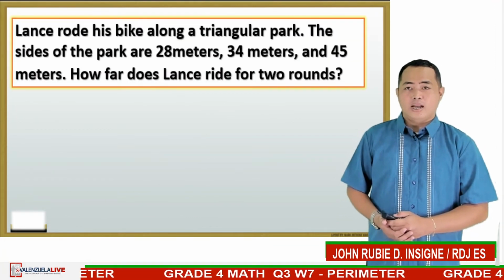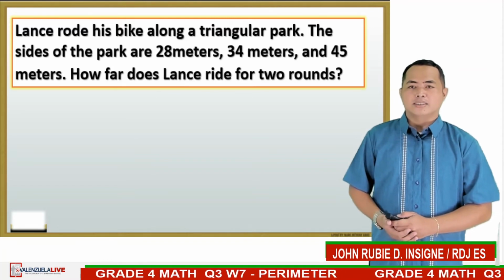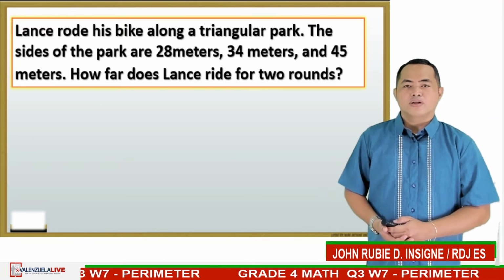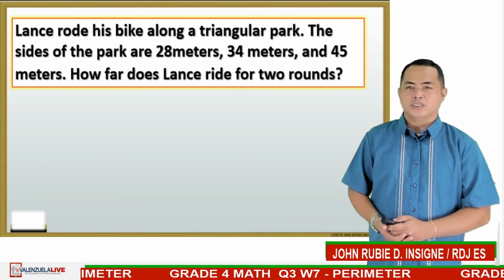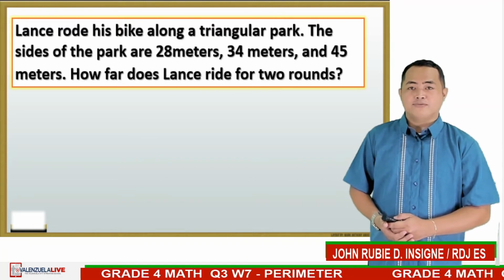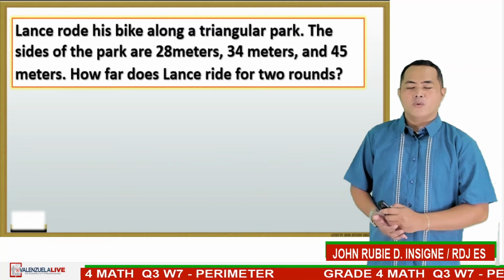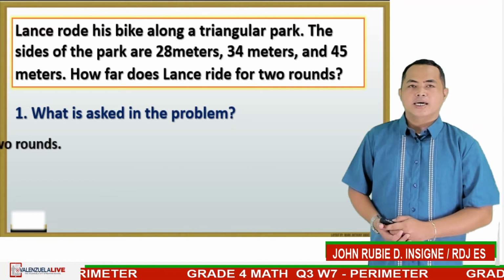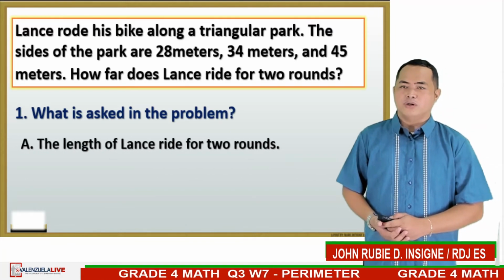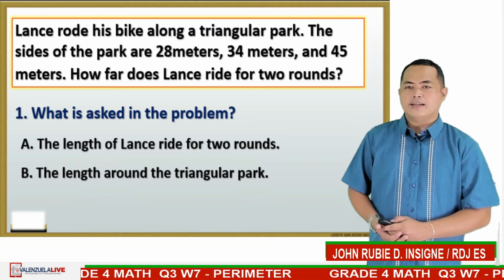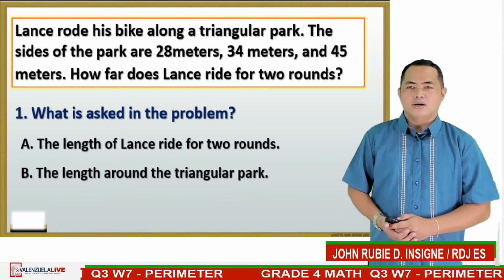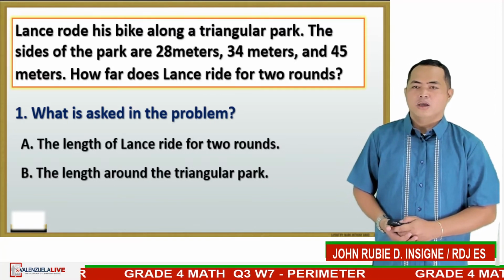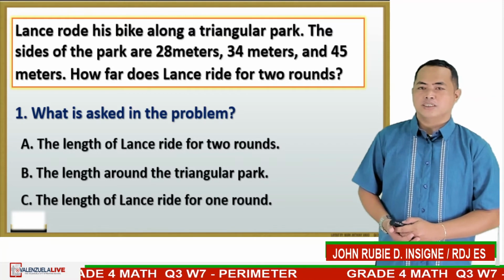Lance rode his bike along a triangular park. The sides of the park are 28 meters, 34 meters, and 45 meters. How far does Lance ride for 2 rounds? Question number 1. What is asked in the problem? A. The length of Lance's ride for 2 rounds. B. The length around the triangular park. Or letter C. The length of Lance's ride for 1 round. Your 5 seconds timer starts now.